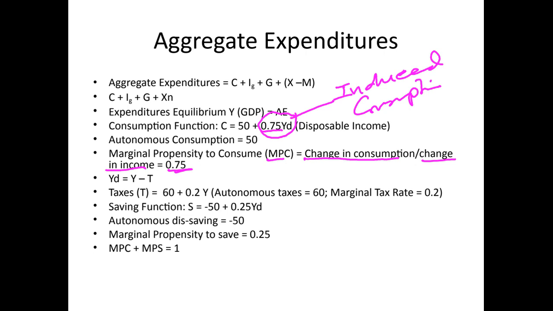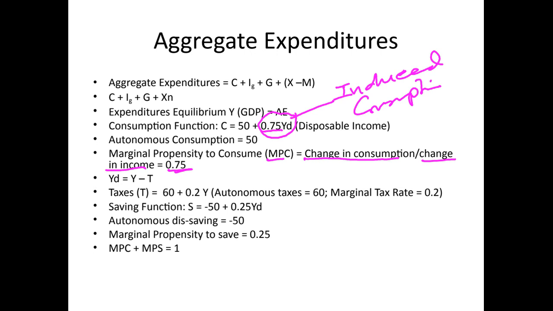So you can see in the consumption function you have two components. 50, that is autonomous consumption. The second component, 0.75 YD, where income is also included, is called induced consumption. The coefficient of YD is called marginal propensity to consume.